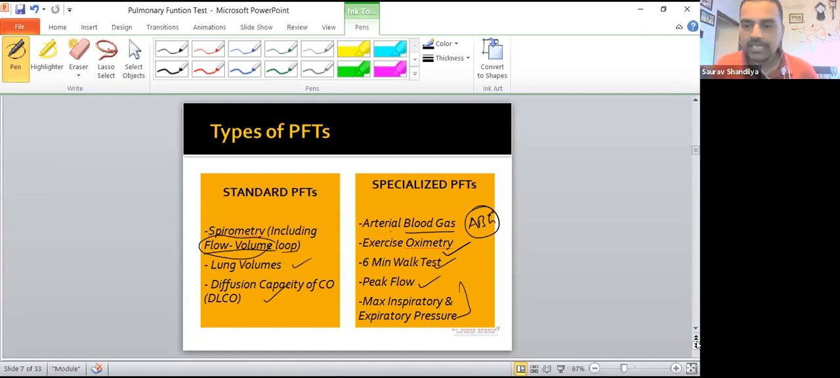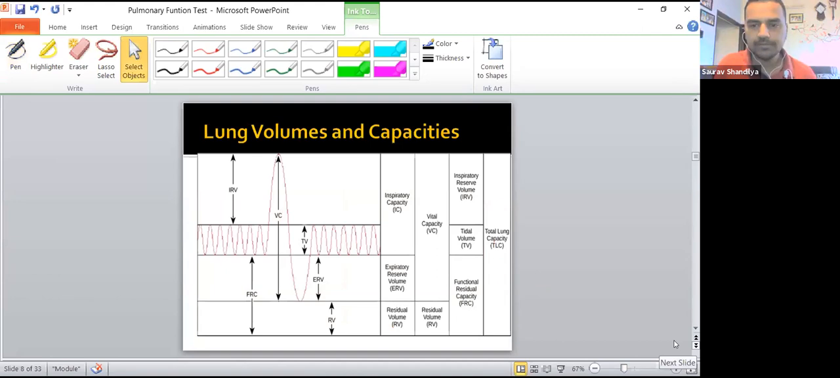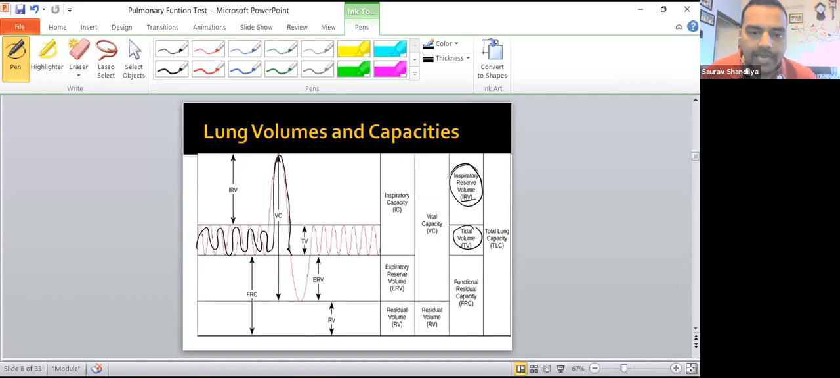So PFT, of course, I don't know whether you have seen that sample, but this is how we have the normal lung volumes and capacities, and you can see how it works. Normally the lung goes like this, right? This is what we call the tidal volume, and you can inspire more than the tidal volume. That is the inspiratory reserve volume, IRV. First was tidal volume, then the inspiratory reserve volume, and then how much you can exhale after the normal exhalation, that is your ERV, expiratory reserve volume.